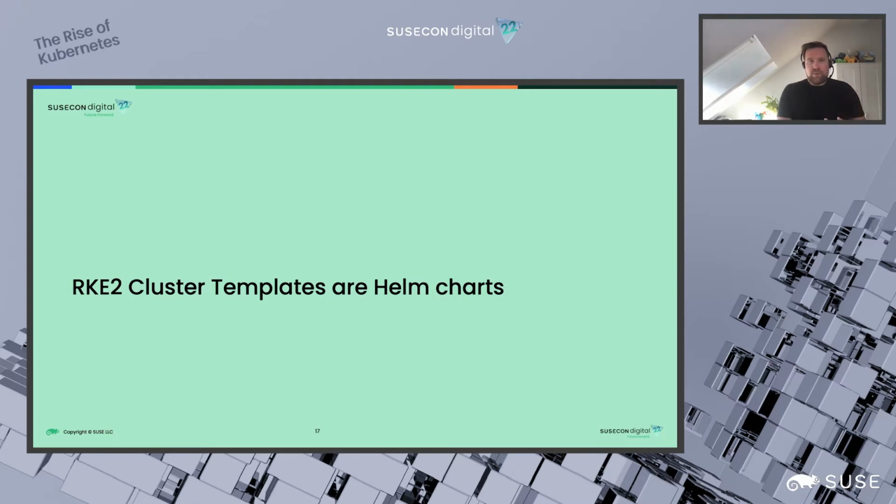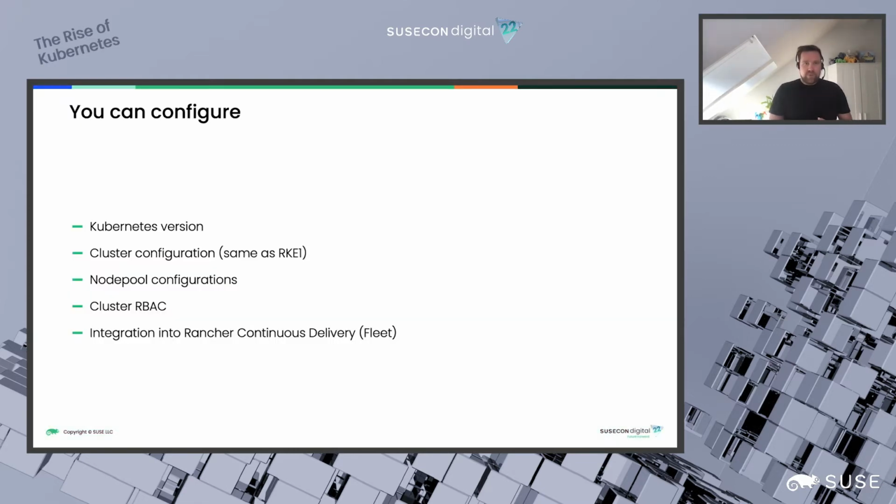And this allows you to not only create clusters from it and configure the clusters inside of these templates with all the cluster configurations and Kubernetes versioning, same as RKE1. It also allows you to include the whole node pool configurations inside of such a cluster template Helm chart. It allows you to directly include cluster RBAC, role-based access controls, and it's very easy to integrate into the Rancher continuous delivery system.